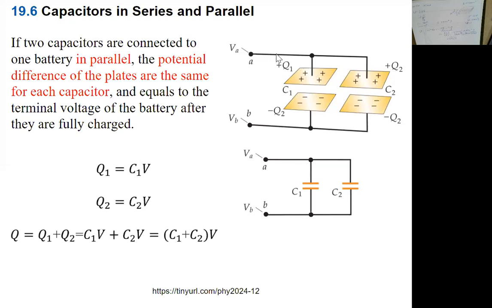Typically you would charge them with either a power supply or a battery, so you get a voltage across the terminals A and B. So you have voltage A and voltage B, and that gives you a difference. You do VA minus VB to get the voltage across the two plates. So after they are charged in this combination, they are in parallel.